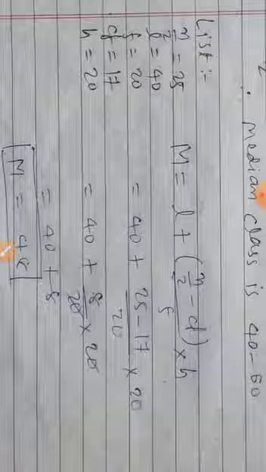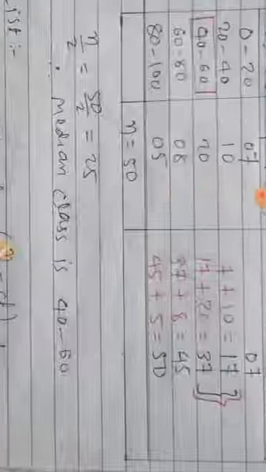First of all, the difference in the second term's numerator is taken, so 25 minus 17, 8. Then the frequency is 20, class size here also 20, so 20 and 20 cancel out, so 40 plus 8. So it is 48. So this is the process of finding the median.